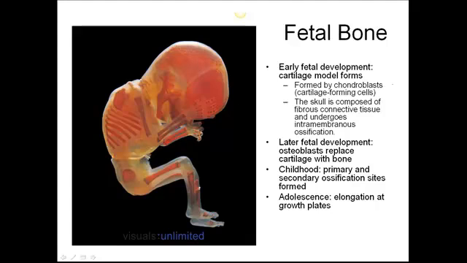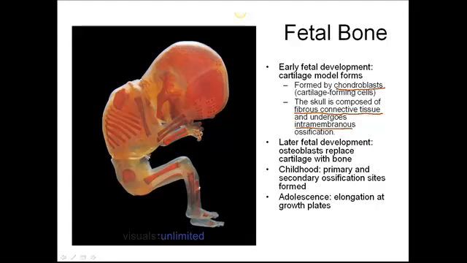So chondroblasts are the cartilage forming cells, chondroblasts. Chondrocytes are the cartilage maintaining cells. The skull is composed of a fibrous connective tissue. It is not cartilage. It's a fibrous connective tissue because those are flat bones. So they ossify in a different way. When they ossify, this is called intramembranous.